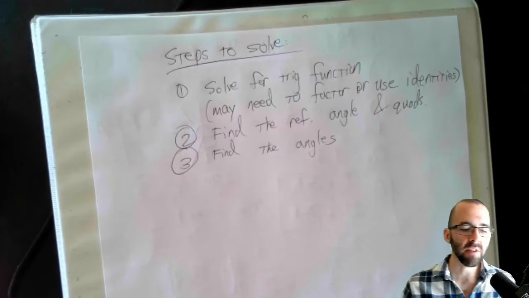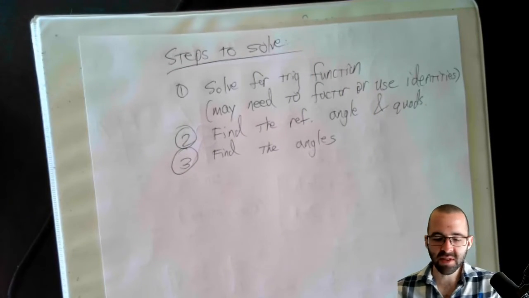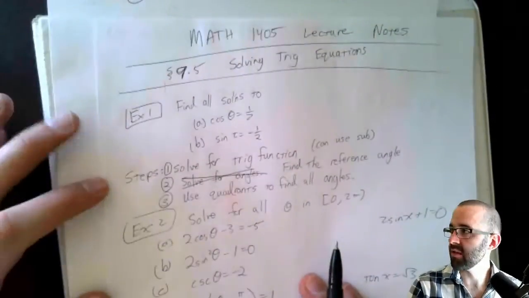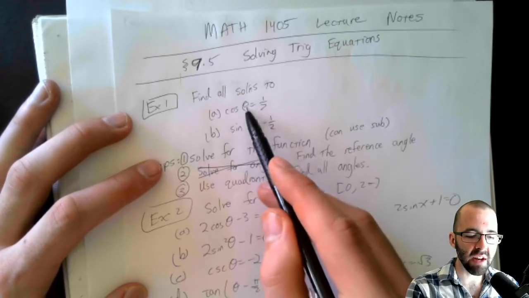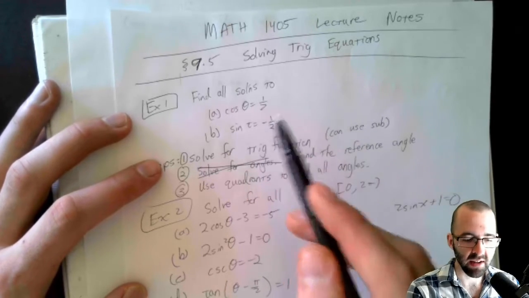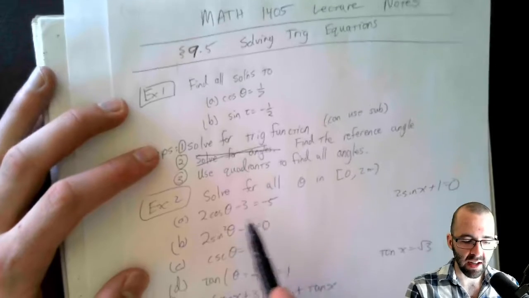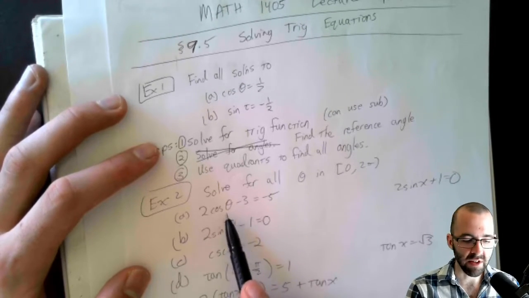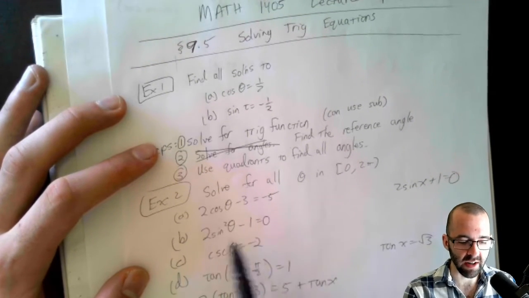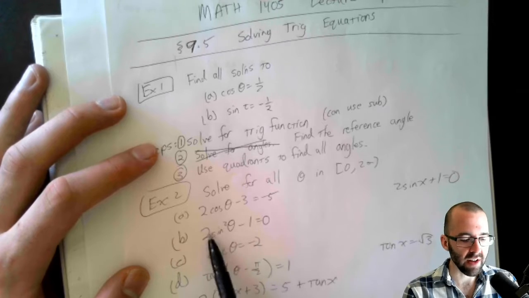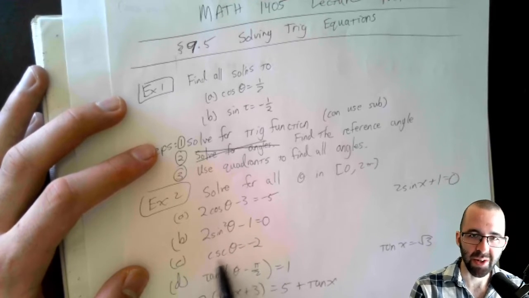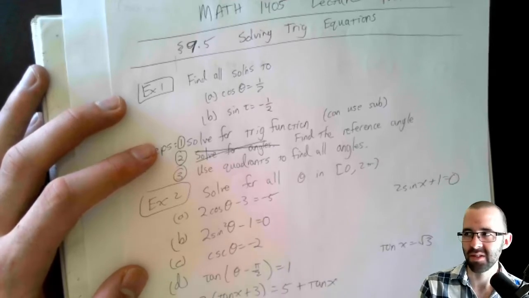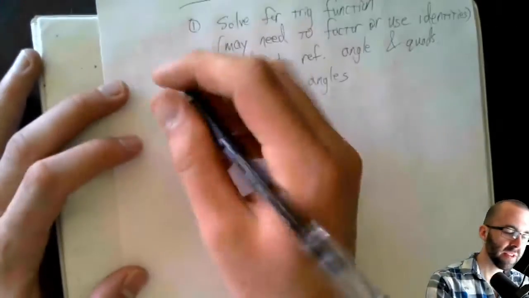If it's not already solved for the trig function, and again, what I mean by solve for the trig function, let's look back at my notes. These are already solved for the trig function. Cosine of theta equals blank. Sine of t equals blank. These are not solved for the trig function. Cosine has a 3 over here. Sine has a squared on it with a 2. This one's solved for the trig function, but we're not going to want reciprocal functions. All right, so let's get to it.